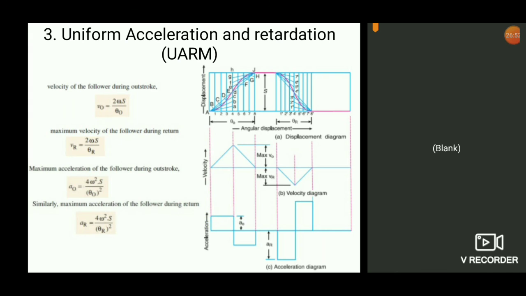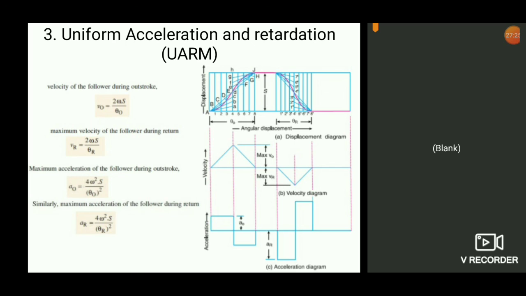So next we will move on to the next type, that is UARM. UARM means uniform acceleration and retardation. For UARM, the same equations are given over here. You can see the equations for outward stroke maximum velocity, this is the maximum velocity for the return stroke, acceleration for outward stroke, acceleration for the return stroke. You can see that for the outward stroke and return stroke the formula will be the same. The only thing is theta o will be replaced by theta r. So that is the only difference.